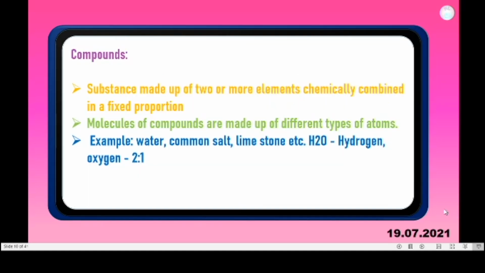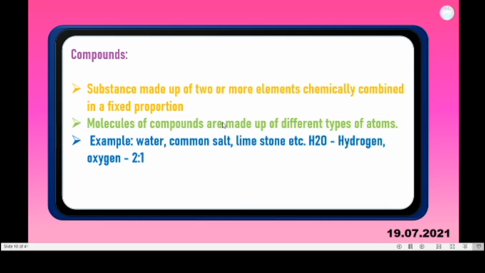Now we are going to discuss compounds. What is a compound? A substance made up of two or more elements chemically combined in a fixed proportion is known as a compound. Chemically combined, and another important term, fixed proportion. And then molecules of compounds are made up of different types of atoms.